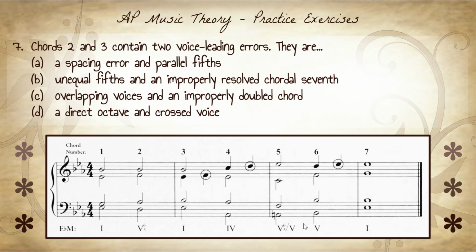The questions 7 to 14 all relate to this excerpt. Question 7. Chords 2 and 3 contain two voice leading errors. They are A, a spacing error and parallel fifths, B, unequal fifths and an improperly resolved chordal seventh, C, overlapping voices and an improperly doubled chord, D, a direct octave and crossed voices.